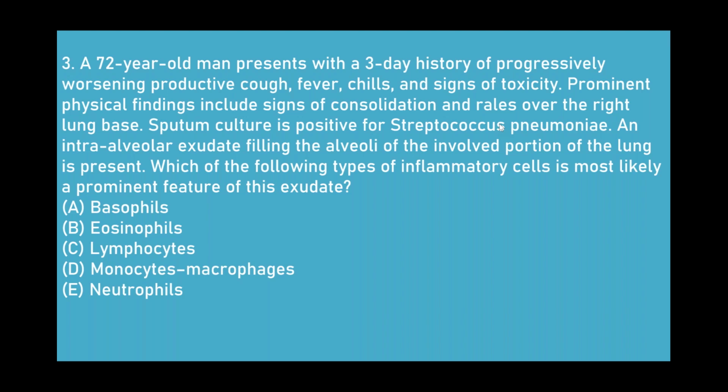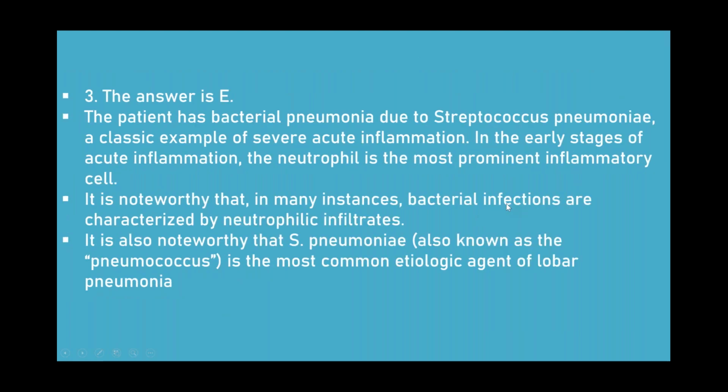E. This is a bacterial infection, Streptococcus pneumoniae. At first there is a 3-day history of progressive worsening. So after 3 days, this is the chronic infection. Yeah, the microbial is different. But here, I agree with neutrophils. E, neutrophil. So the answer is E.